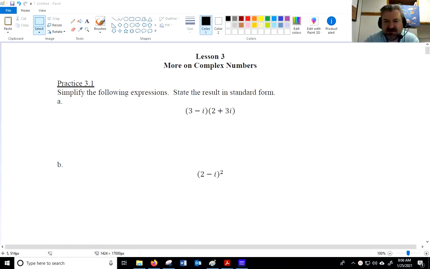This unit is all about imaginary numbers and the larger set that includes both imaginary and real numbers we call the complex numbers. We're going to be finishing this rather short unit today with this Lesson 3. We'll start with a bit of a review of some of our number operations, and then we'll look at just a little bit more application of imaginary numbers.